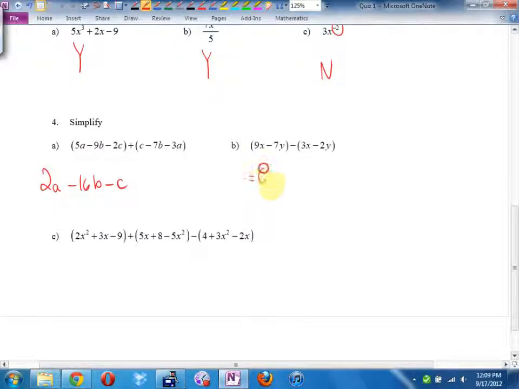B, 6x minus minus, which is a plus, which means minus 5y. 2 terms, 1 mark, half mark for each term. C, let's see if I can do this all in one fell swoop. There's going to be a negative there, there, and there. Okay. I'll get a 2x squared minus 5x squared, which is negative 3x squared, negative 1x squared, I think.